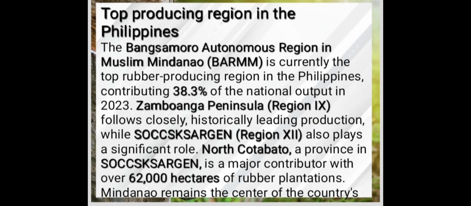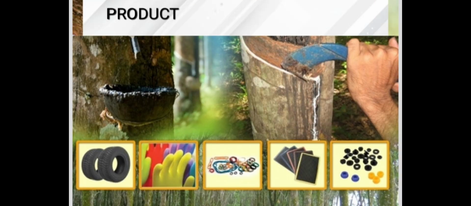Zamboanga Peninsula, Region 9, follows closely, historically leading production, while Soccsksargen also plays a significant role. North Cotabato, a province in Soccsksargen, is a major contributor with over 62,000 hectares of rubber plantation. Mindanao remains the center of the country's production of rubber.